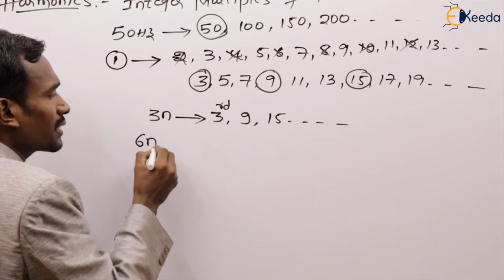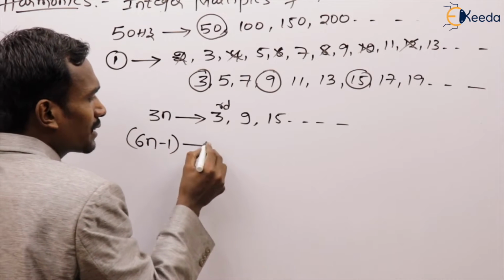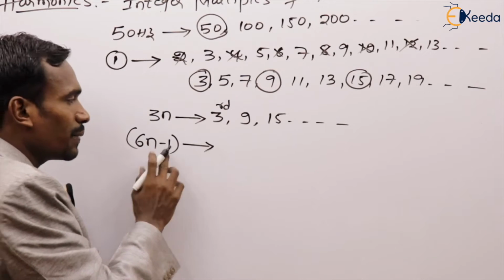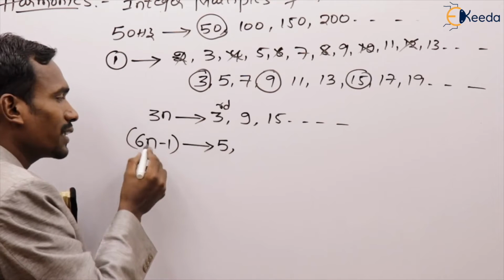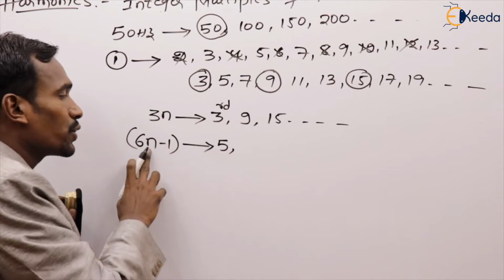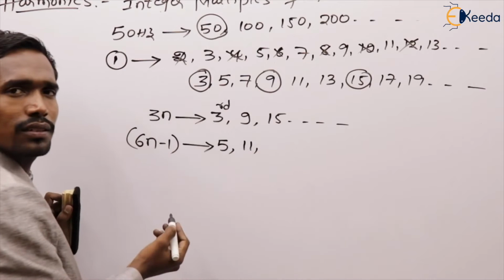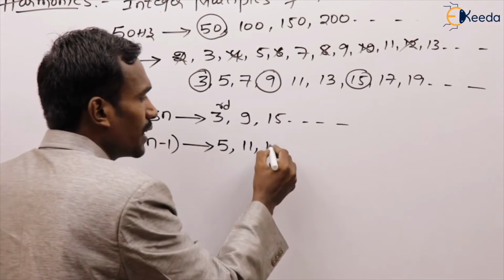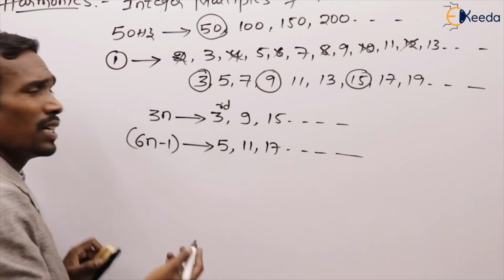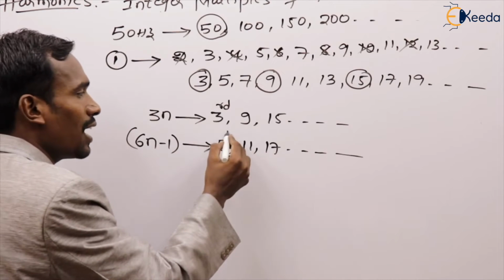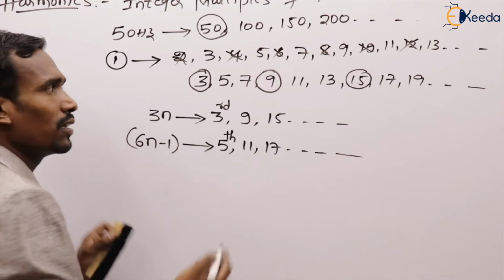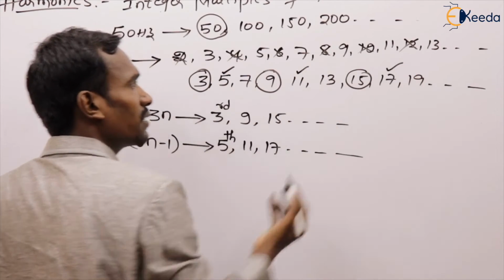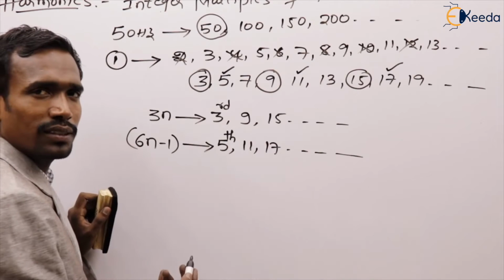Another one is 6n minus 1 harmonics. 6 into 1, 6 minus 1 is 5. 6 into 2, 12, 12 minus 1 is 11. 6 into 3, 18, 18 minus 1 is 17 and so on. These 6n minus 1 harmonics are fifth group harmonics: the 5th, 11th and 17th. These are the 6n minus 1 group harmonics.